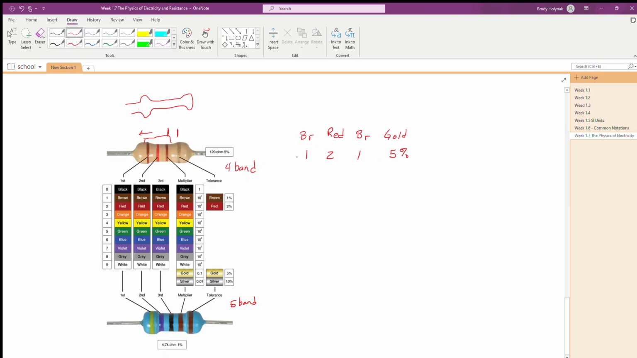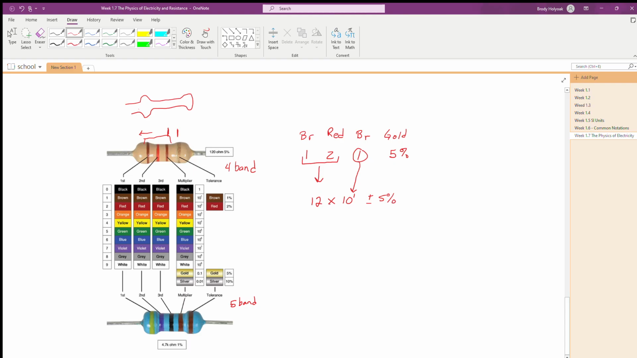So we look at our values. We've got everything decrypted. The first two is the value that we start with. So those are going to come down. So I get the value of 12. Then I'm going to multiply it by a power of 10, and this one is my power, my multiplier. So this becomes 12 times 10 to the first, and my tolerance is plus or minus 5%.